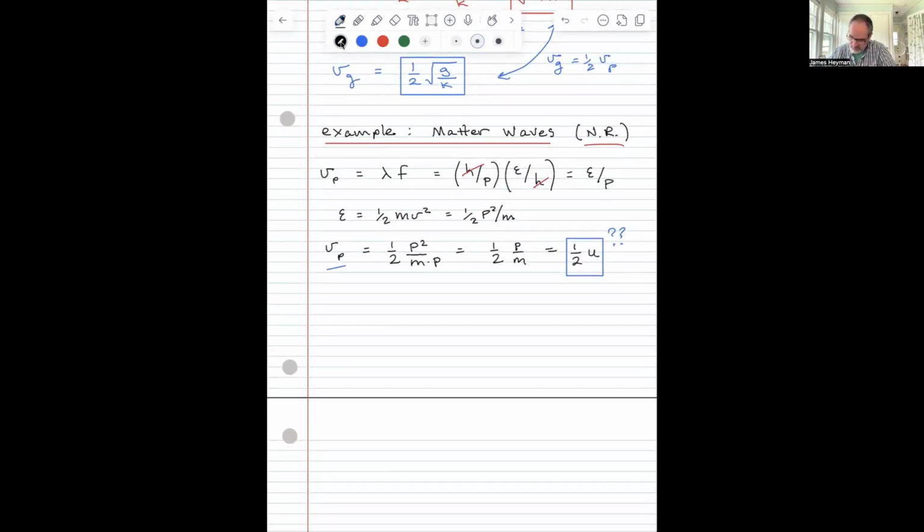On the other hand, if we look at the group velocity, we'll find something different. The group velocity is the rate of change of omega with respect to k. And if we like, we can write that as, well, omega is just the energy divided by h bar, and k is just the momentum divided by h bar. And so, canceling out the h bars here, we find that this is the rate of change of energy with respect to momentum.